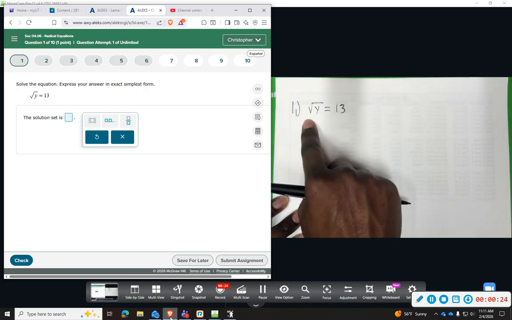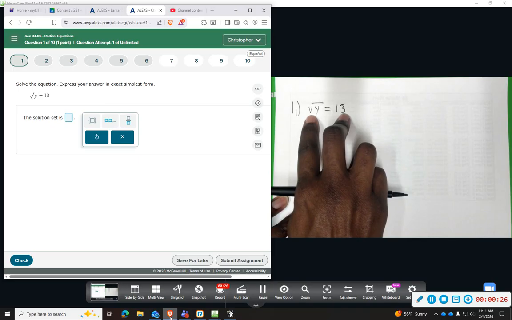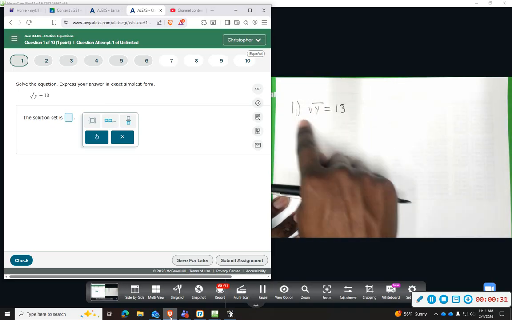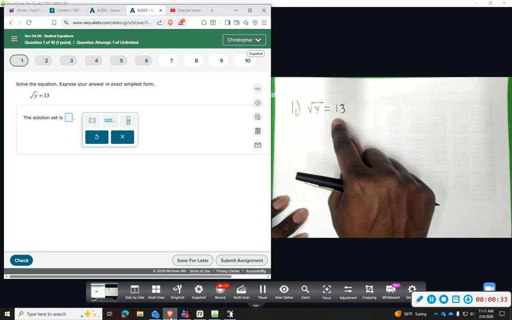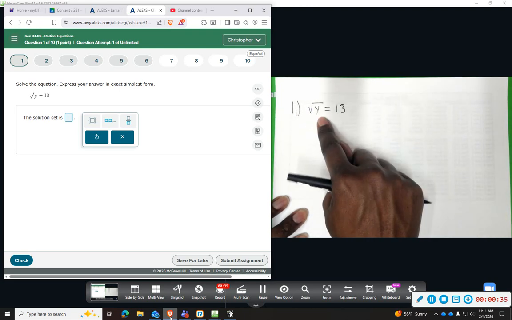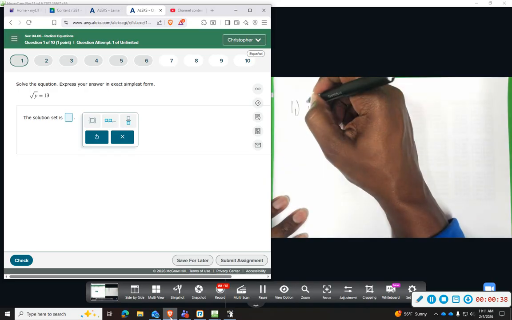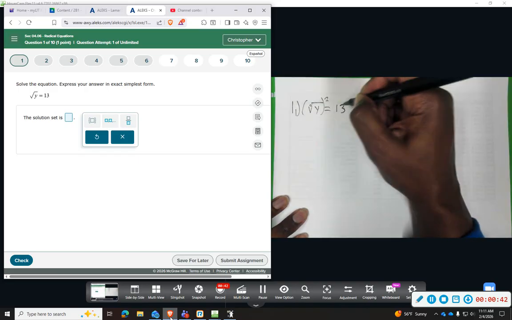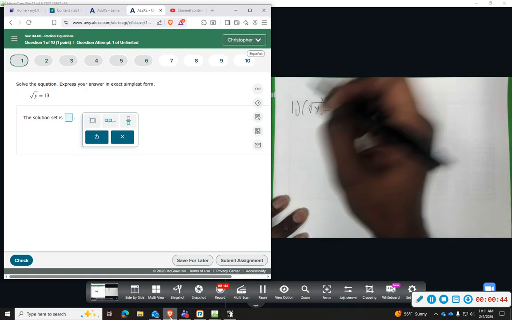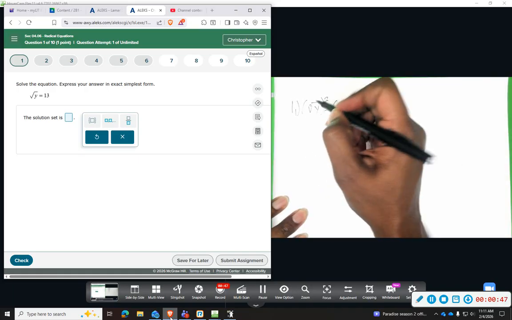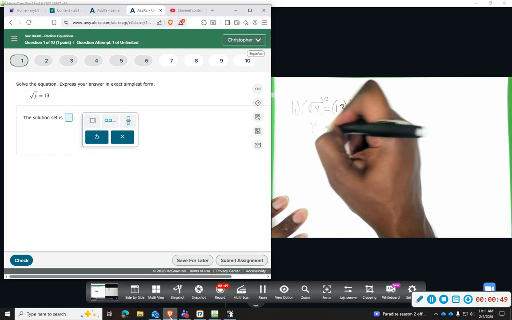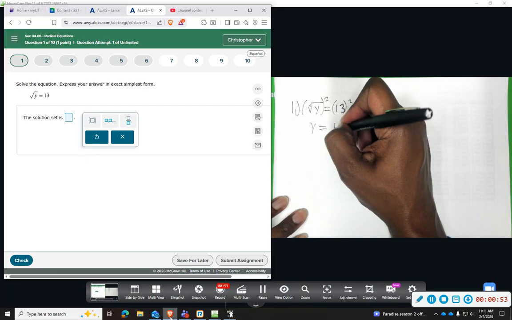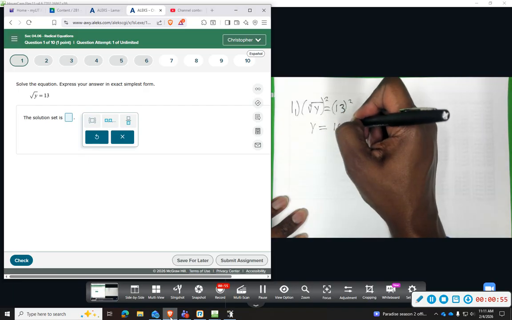so that it's by itself, and then we will raise each side to whatever the power of that radical is, canceling out the radical, and then using order of operations to simplify and get our answer. So in this case, we want to square both sides because this is understood 2. We're going to square both sides. The square will cancel out the square root, leaving us with y equals, and 13 squared is 169.